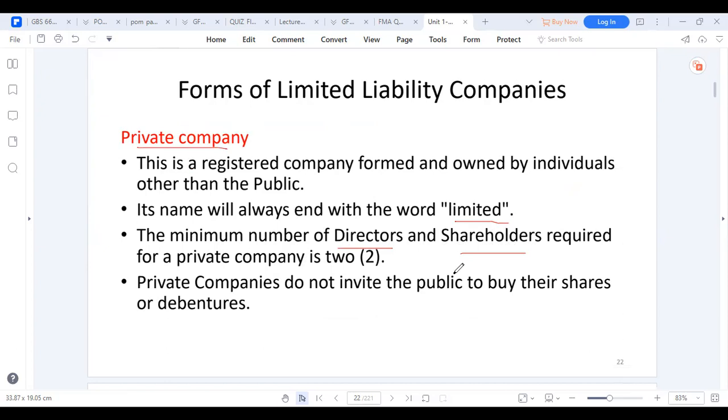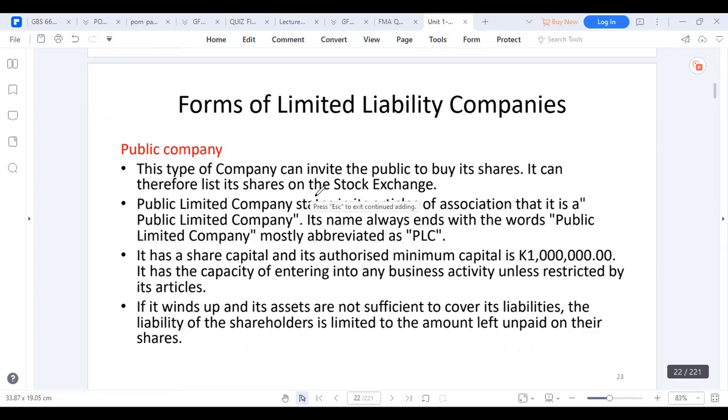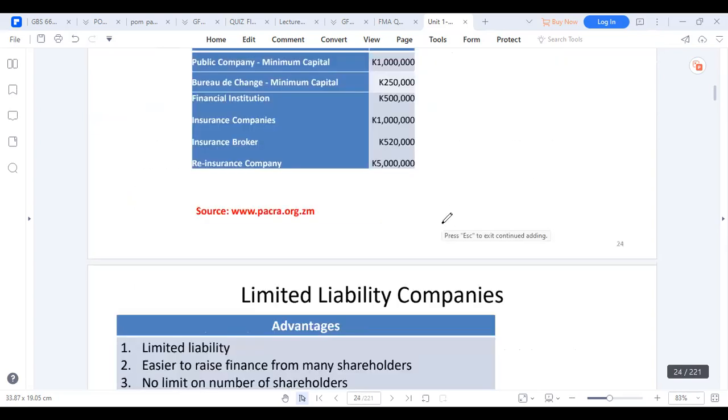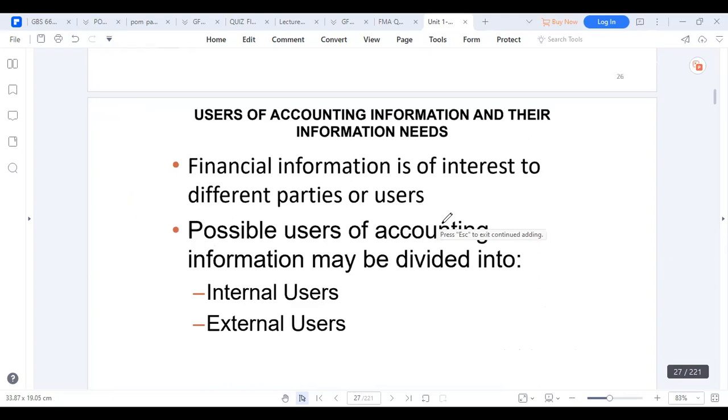So a company, they do not invite other public members to buy from their shares in the private limited. They can't sell their shares publicly, whereas the public can sell its shares on a stock exchange and they end with PLC. So basically, this is about the different types of companies.